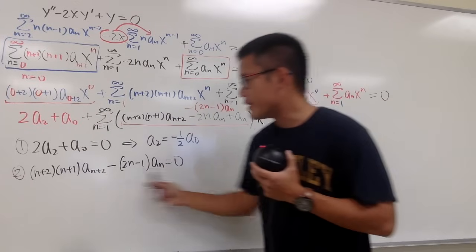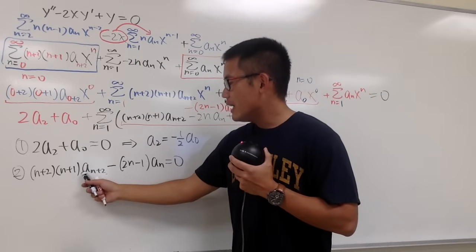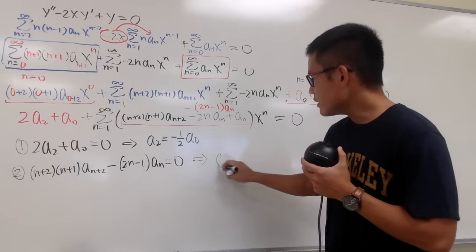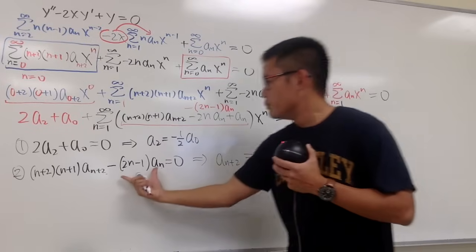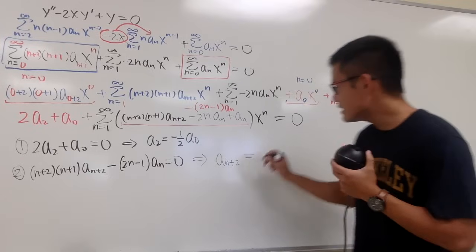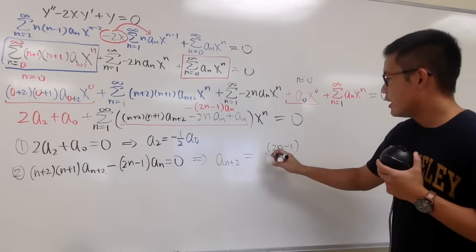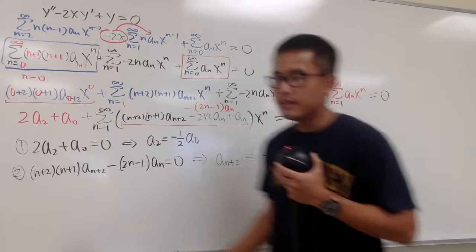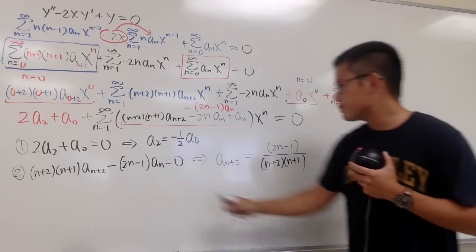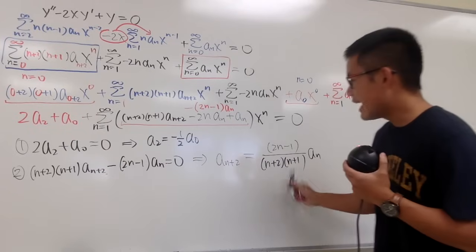And likewise, for this right here, we will be solving for the a with a bigger index, which is this right here, an plus 2. So to do that, you see, we will have an plus 2 equal. Move this to the other side. That's why it becomes positive. That's why I factored out negative earlier. It becomes positive 2n minus 1. And I will put on the an on the side later. And I will divide by this, right? So divided by n plus 2 times n plus 1. And now let's put down the an on the side. Okay, this and that is what we need.